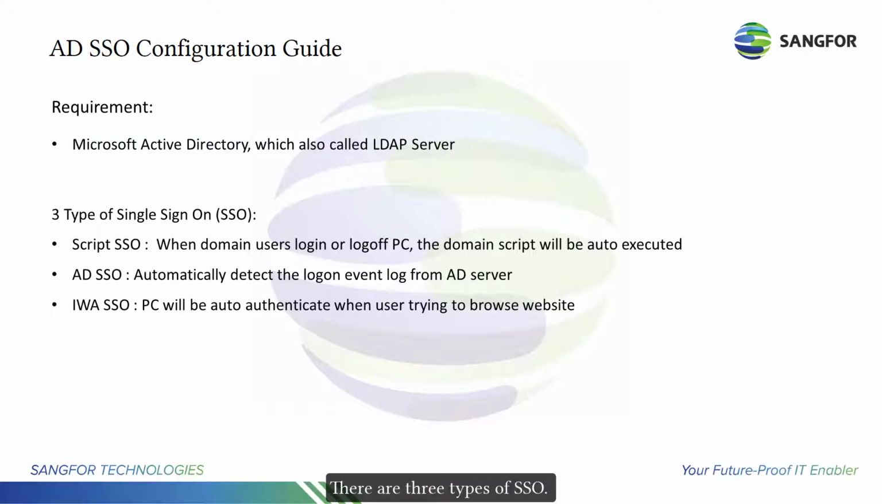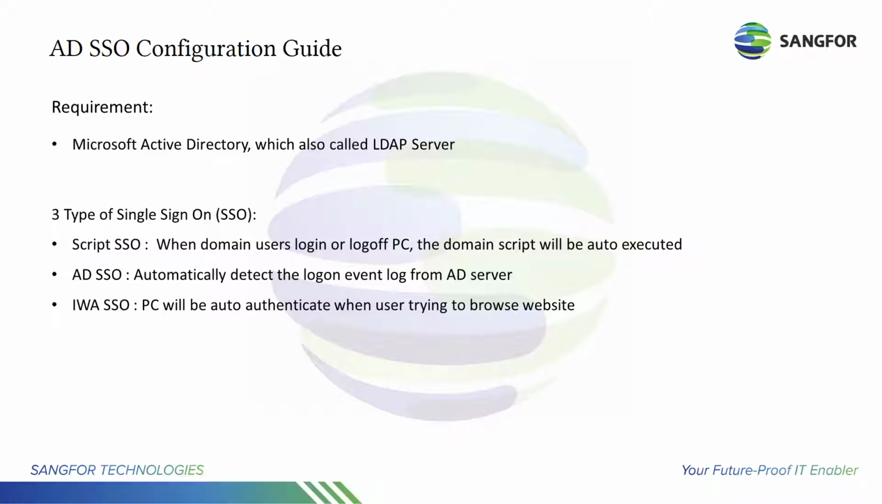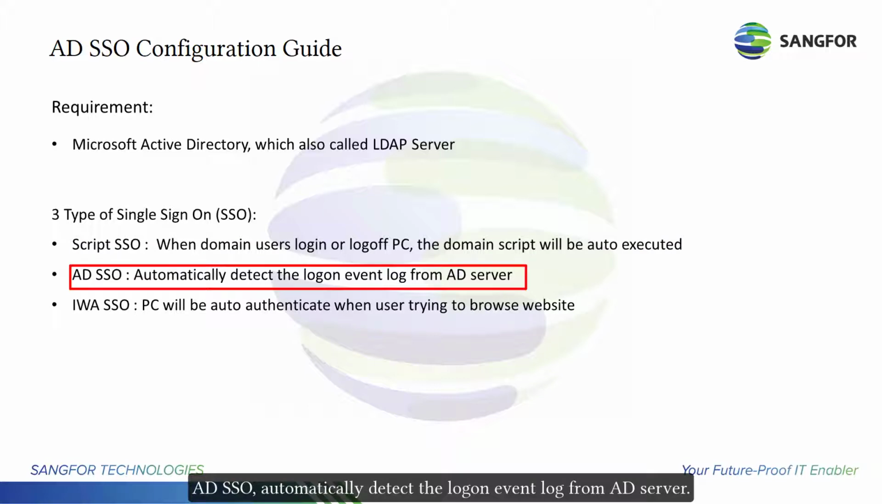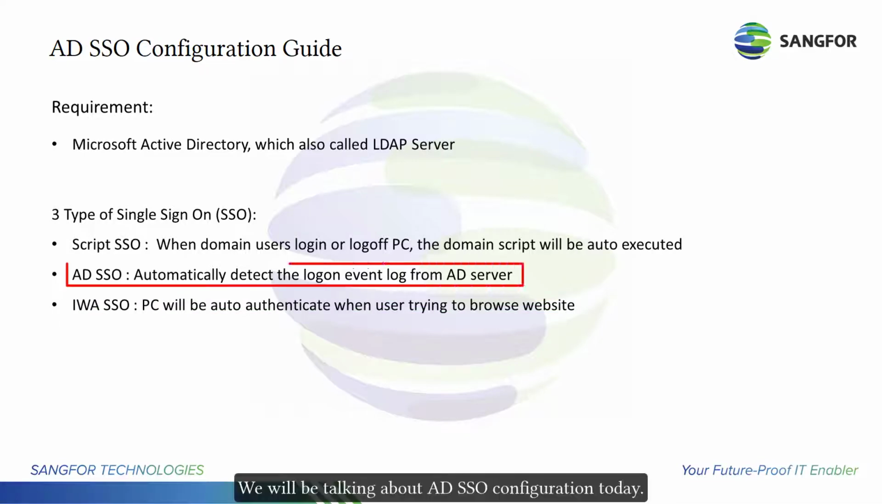There are three types of SSO. Script SSO: when domain users log in or log off the PC, the domain script will be automatically executed. AD SSO: automatically detects the logon event log from the AD server. IWSSO: the PC will be automatically authenticated when the user tries to browse a website. We will be talking about AD SSO configuration today.